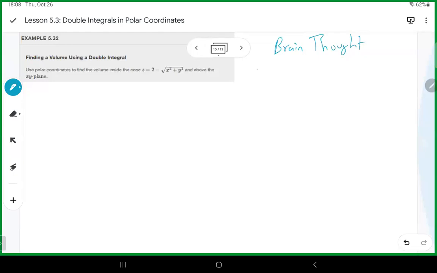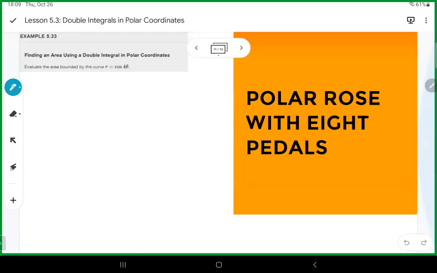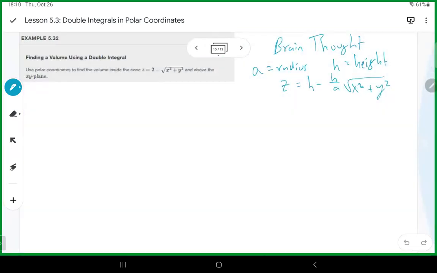What you're going to have is, if we just assign a as the radius and h as the height, then we would have the following as our equation: h minus h over a times the square root of x squared plus y squared. I don't mind continuing along this train of thought, but I don't feel like it's helping us at all with this problem. All right, we'll keep going.